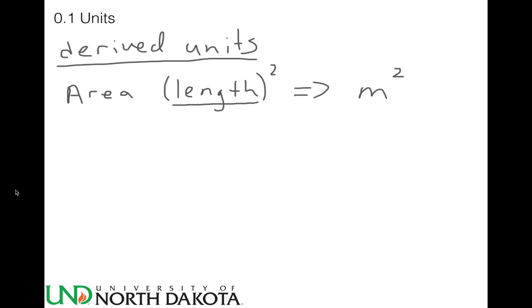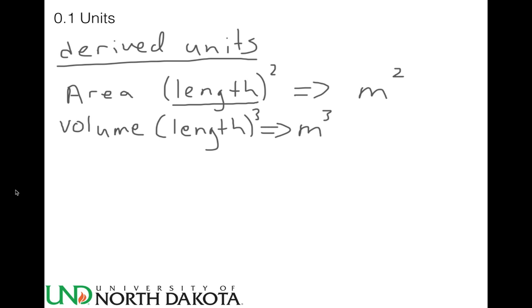We'll do the same thing for volume. Volume is three-dimensional length, so it would be length cubed. So for the fundamental SI unit, it would be meters cubed. Meters cubed is not an easy volume to work with. Something that's more common would be called a liter, and a liter is a common unit of volume. However, it equals a decimeter cubed.